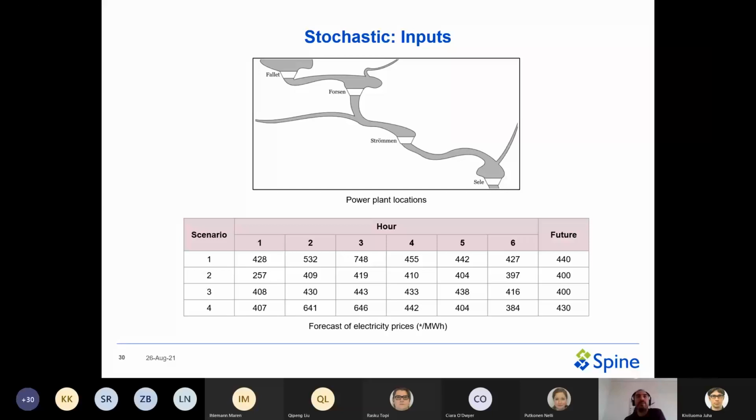And here you have our electricity prices in money per megawatt hour for the 4 scenarios and the next 6 hours, and also the value of the water in the future for the 4 scenarios. So this is a pretty simple system. We can see how this is implemented in SpineOpt.